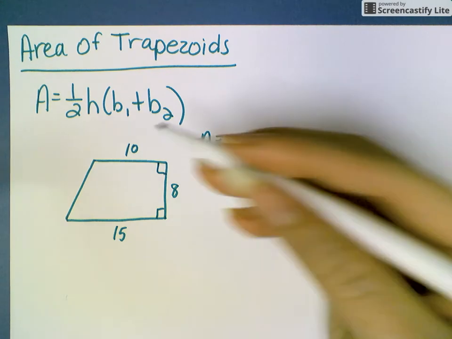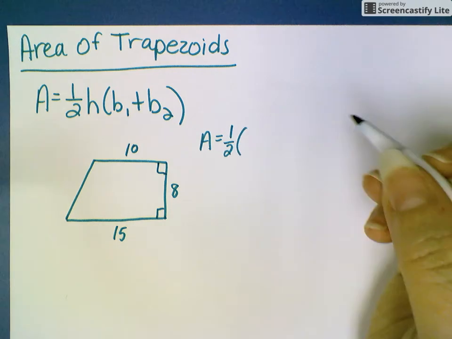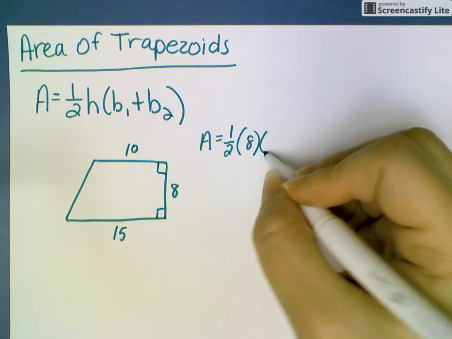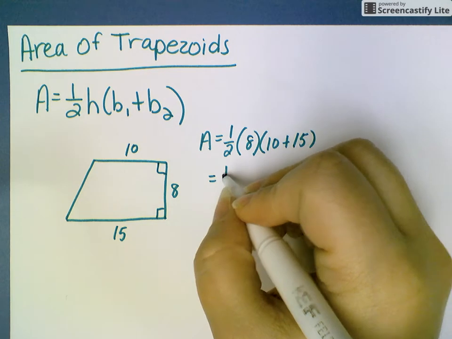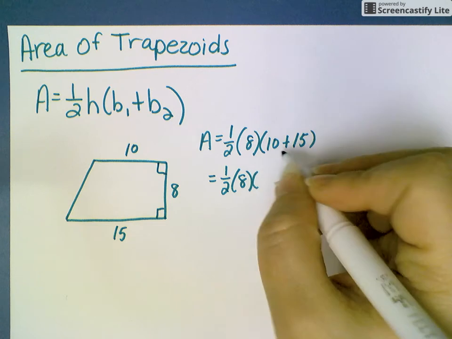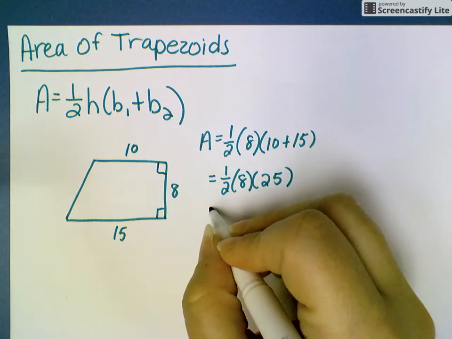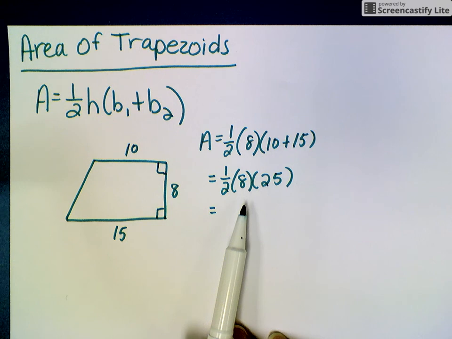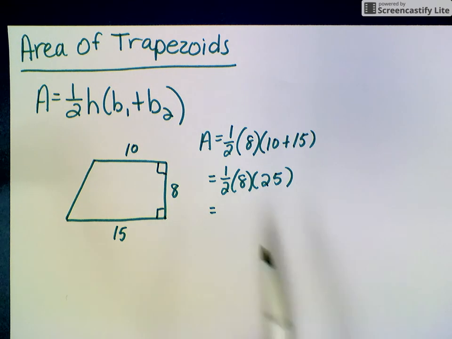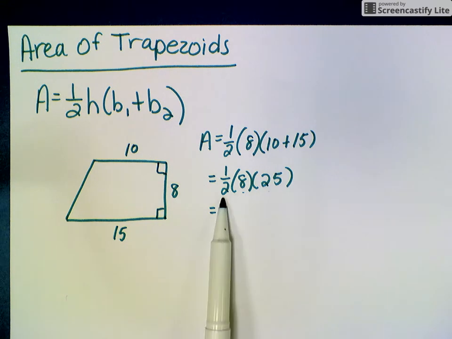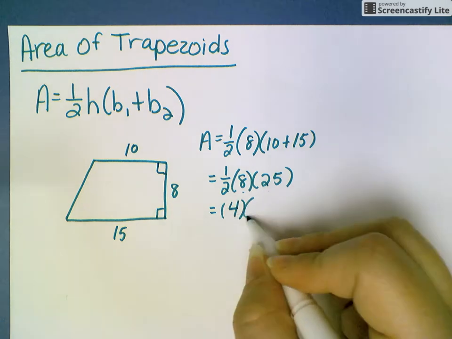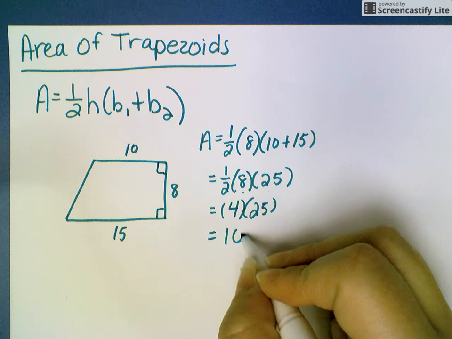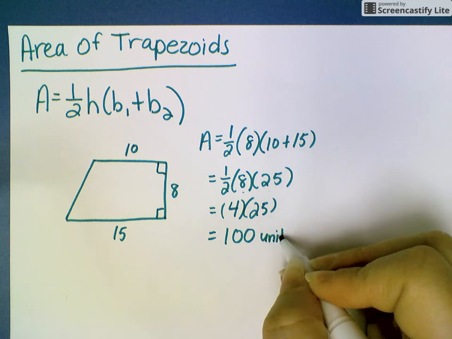So if you have everything you need, like we do here, you can just plug that right into the formula. Your height is 8, and your bases are 10 plus 15. 10 plus 15 is 25. And now this looks a lot like the area of a rhombus. And if you watch that video, you could either multiply these together first and then divide by 2, or just take half of the first number here. And that's what I'm going to do. Half of 8 is 4. 4 times 25 would be 100 square units.